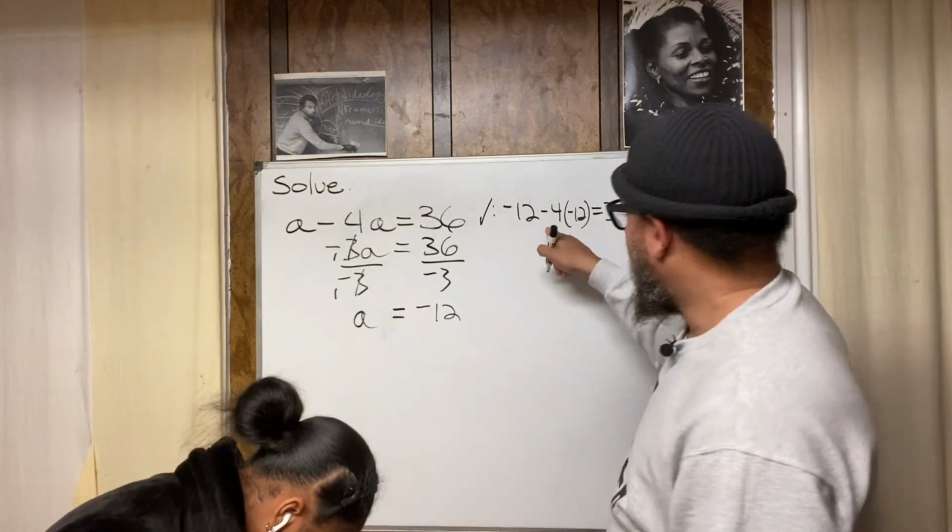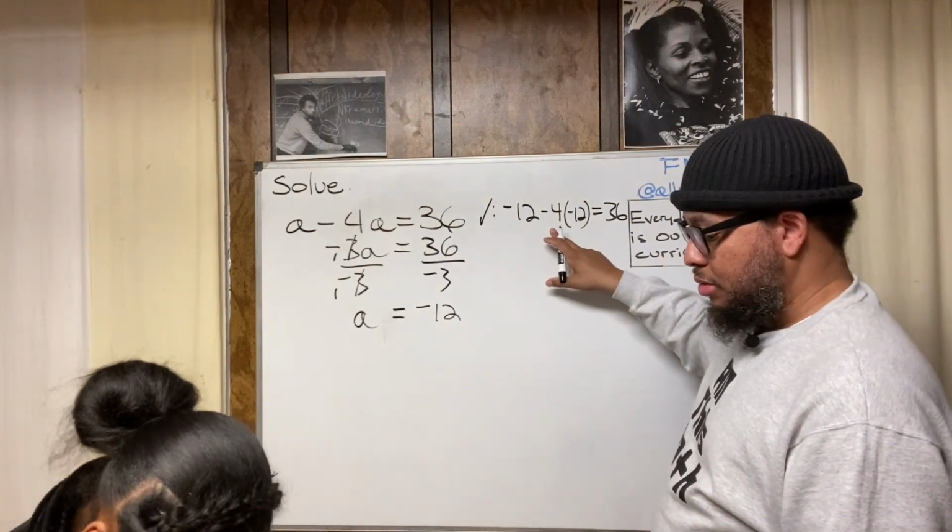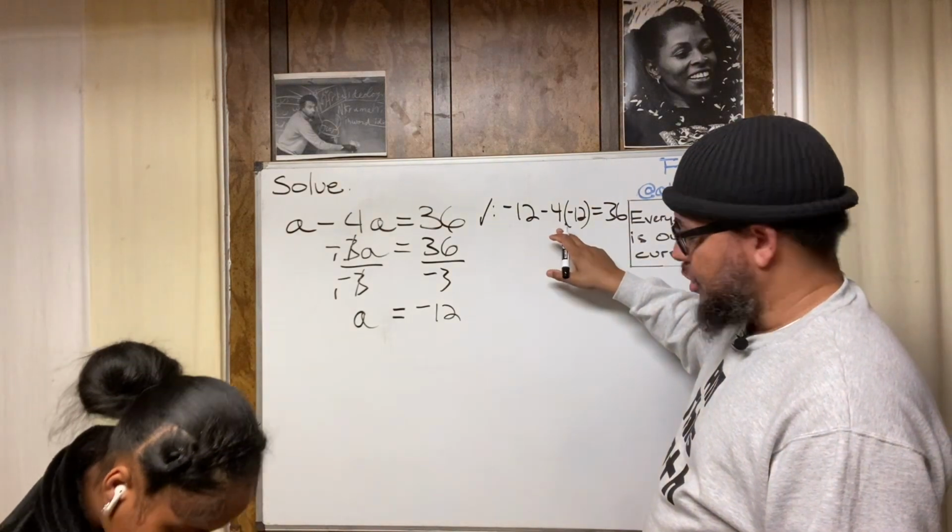All right, so look, first thing, order of operations. We're not going to do -12 minus 4, Assata, right? We're going to do -4 times -12.